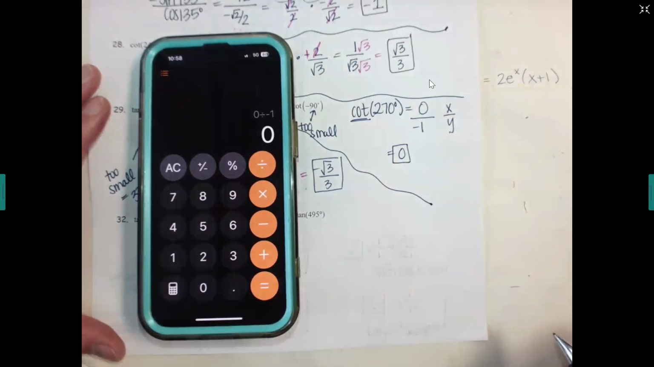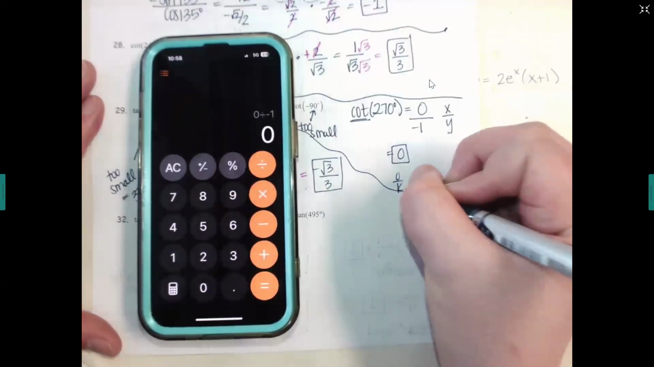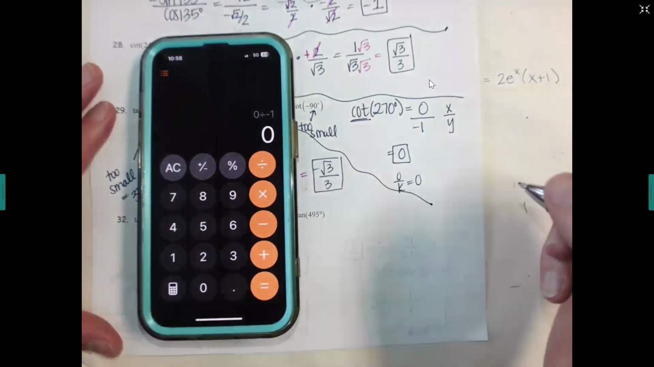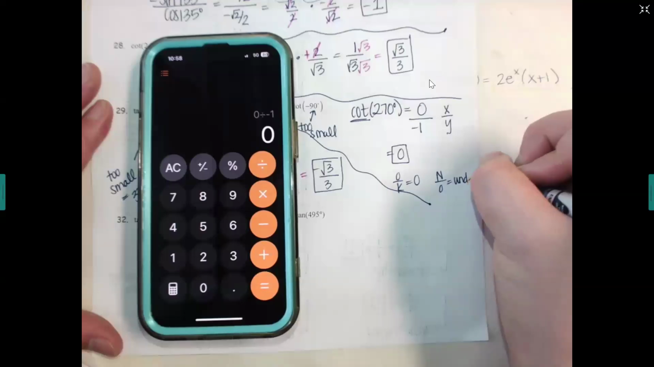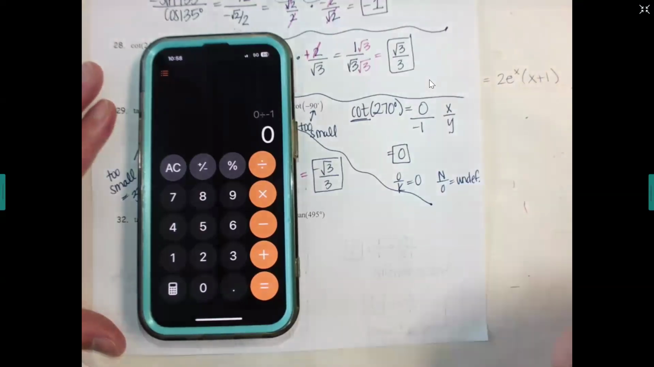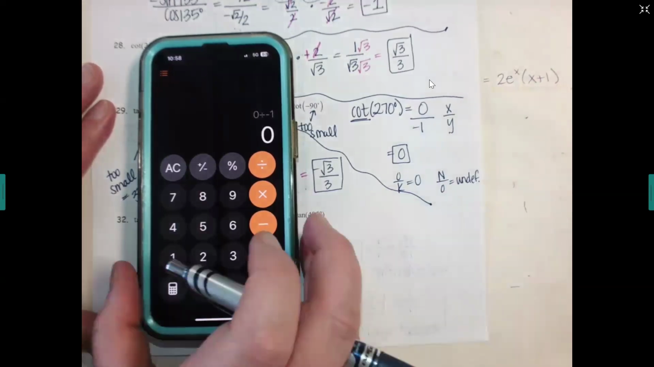So one way for you to remember is that it is okay to get 0 on top. You're going to get 0, but you can't get 0 on the bottom. That's undefined. So a 0 on top is just fine, but you're not allowed to have 0 on the bottom.